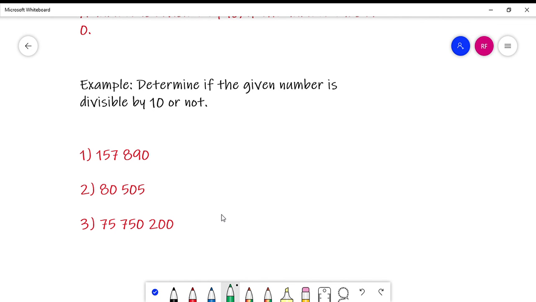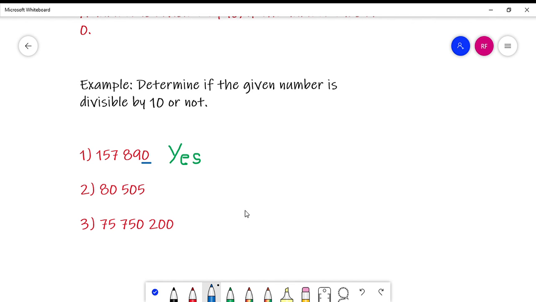Number 1, we have 157,890. So this number, the digit in the ones place is 0. Means that this is divisible by 10. Yes, it is divisible by 10.